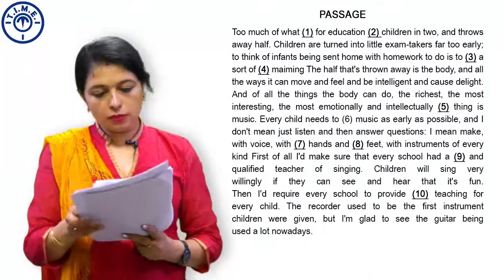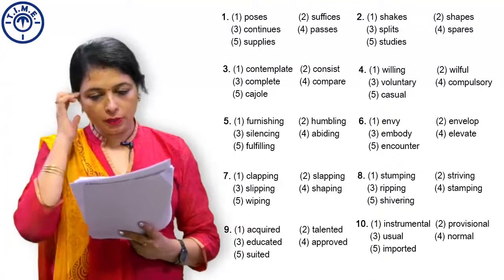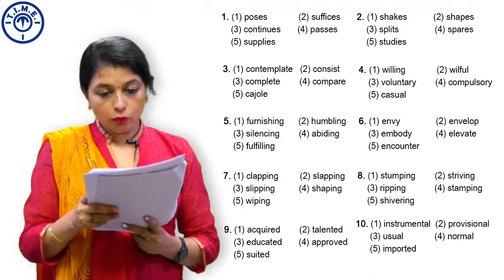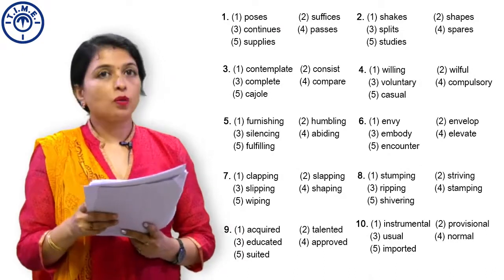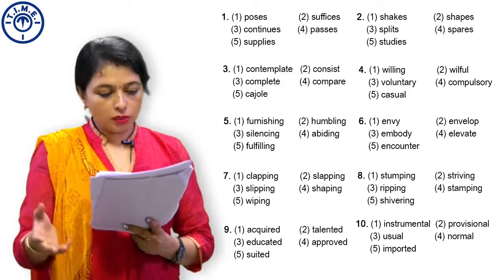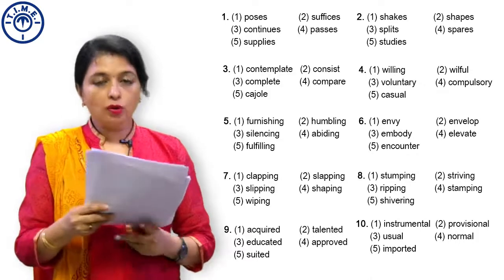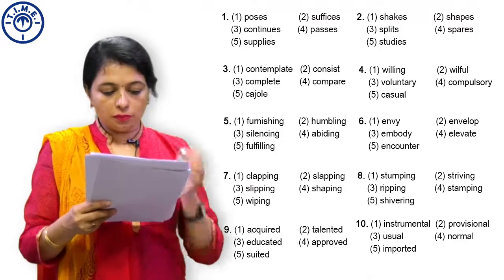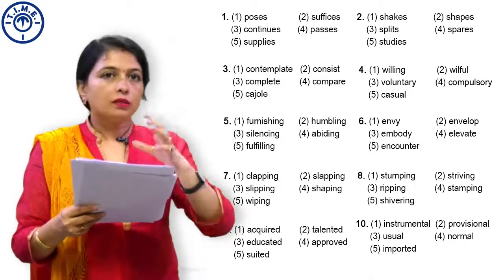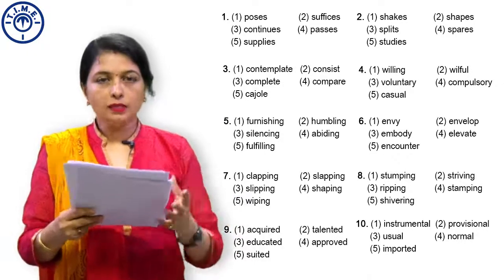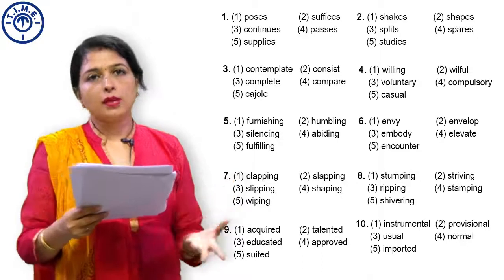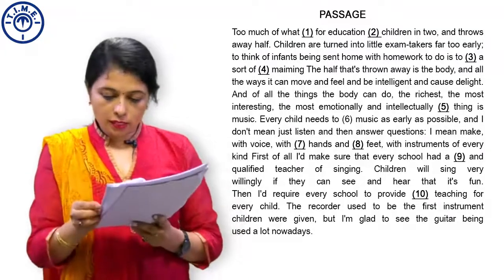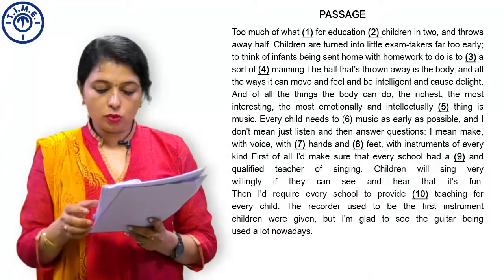So, for these blanks, the options for the first one are clapping, slapping, slipping, shaping and wiping. I do not think any of slapping, slipping, shaping or wiping work here because we are talking about music, and we also have the word hands used in the sentence. So, the participial adjective collocates with the word clap, hands clap, and so the answer to this blank is choice number 1.